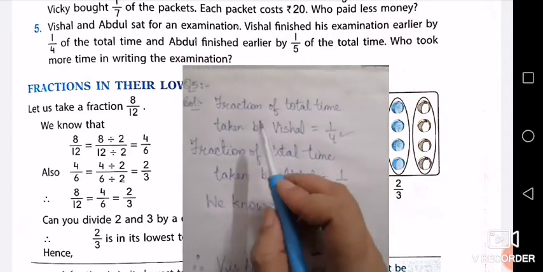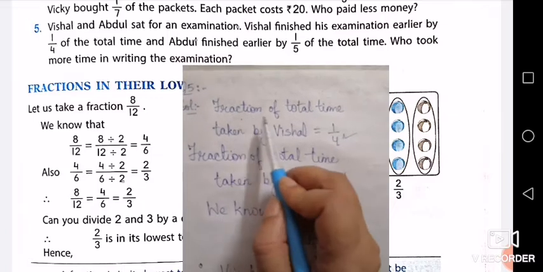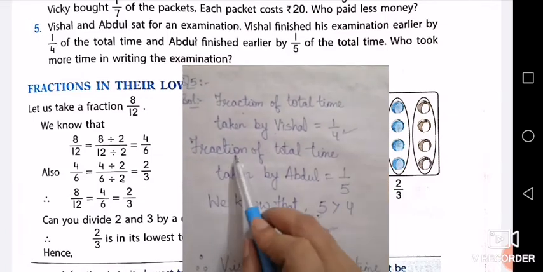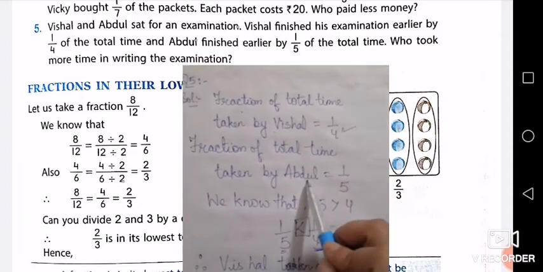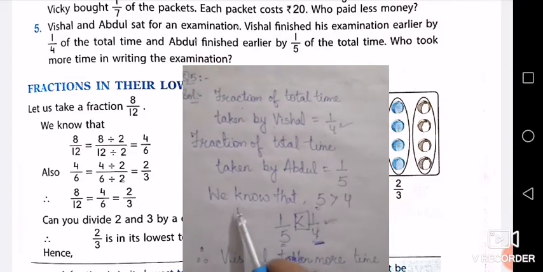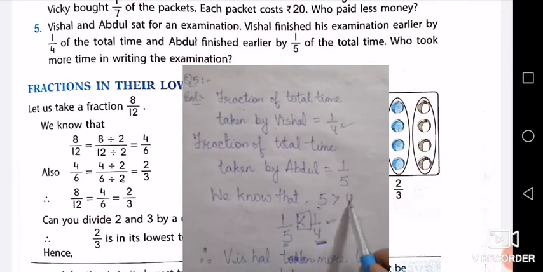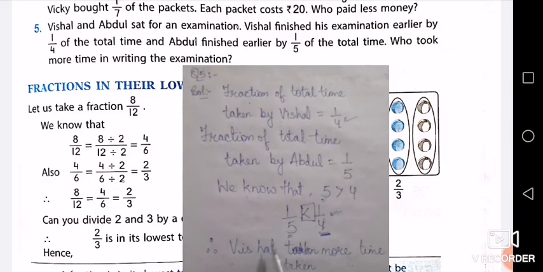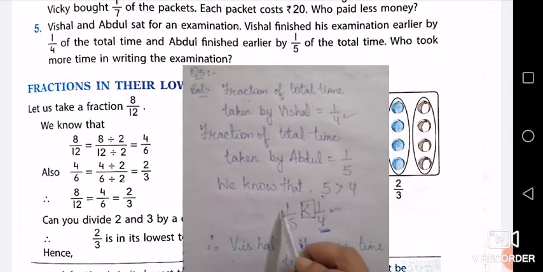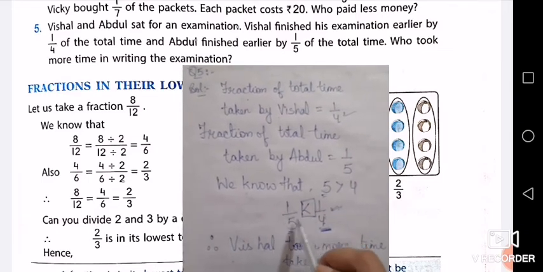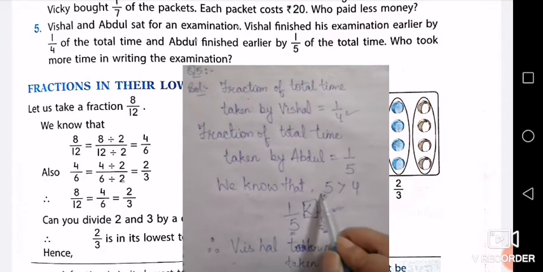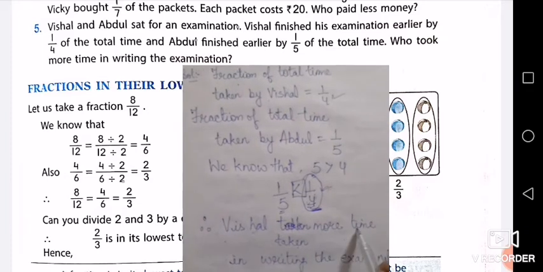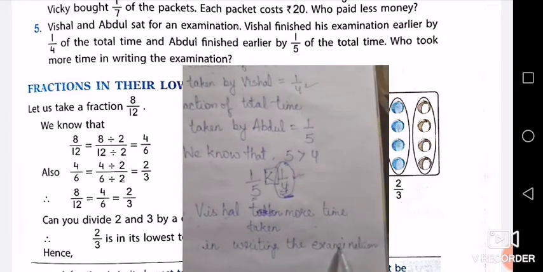So what we have done, the first statement is fraction of total time taken by Vishal, that is 1 by 4. Fraction of total time taken by Abdul, that is 1 by 5. Now we know that 5 is greater than 4. Now here 1 by 5 will become lesser. So in this, it is not asked who took less time. It is asked who took more time. More means the bigger one was asked. So Vishal took more time in writing the examination.